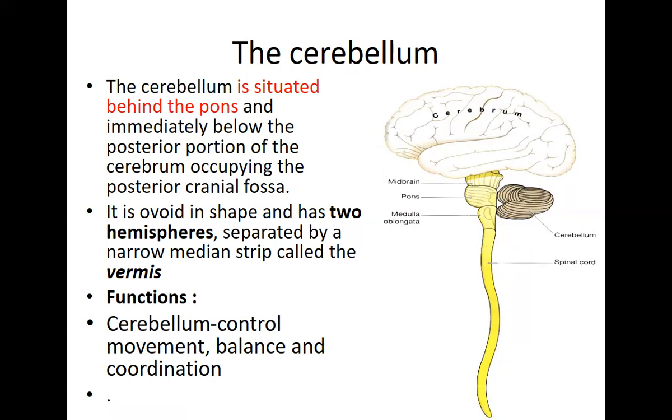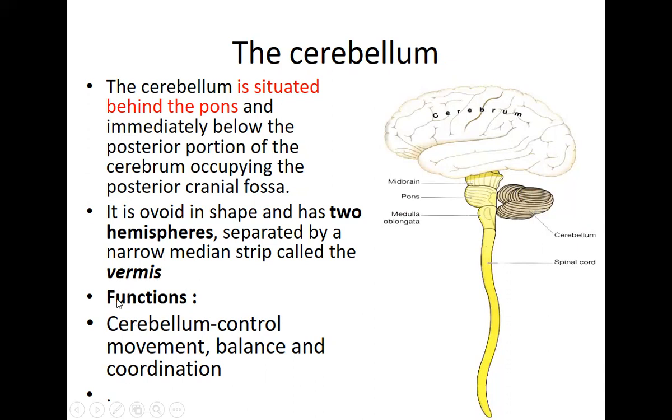If you see the skull cut section, then we have the anterior, middle as well as posterior cranial fossa. Because the cerebellum is behind the brainstem, it is present in the posterior cranial fossa. The shape is almost ovoid and it has two hemispheres. Just like the cerebrum has two hemispheres, similarly there are two hemispheres for the cerebellum also. They are separated by a narrow median strip called the vermis. In the center, between the two hemispheres, there is a worm-like structure called the vermis.